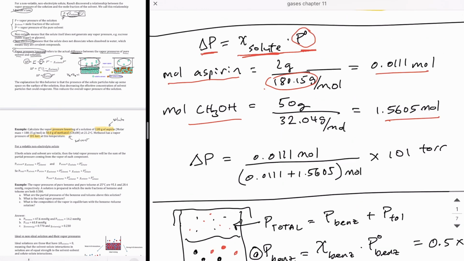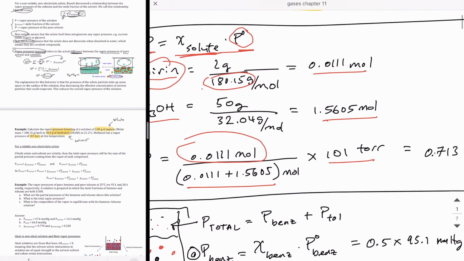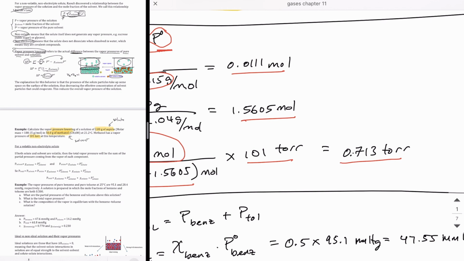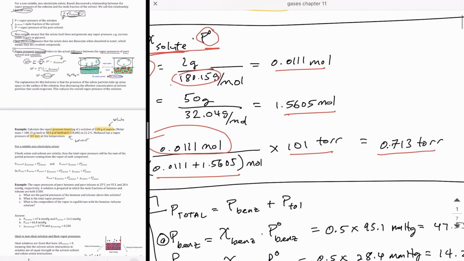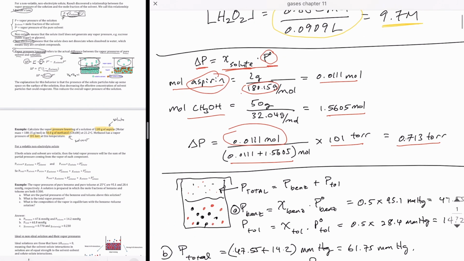And that's the number. Then all you need to do is calculate delta P, which is the mole fraction of solute, since aspirin is the solute, number of moles of aspirin divided by the total, times 101 torr, the vapor pressure of the pure solvent. And so we end up getting 0.713 torr. So it's a very small decrease in vapor pressure compared to the pure solvent. That tells you that the vapor pressure of the solution is actually only 101 minus 0.7, so it's really still pretty close to 101. There's not much of a decrease. But as we'll see later on when we discuss other colligative properties, even though it's a small decrease, it actually affects other properties of the solution, like the boiling point.